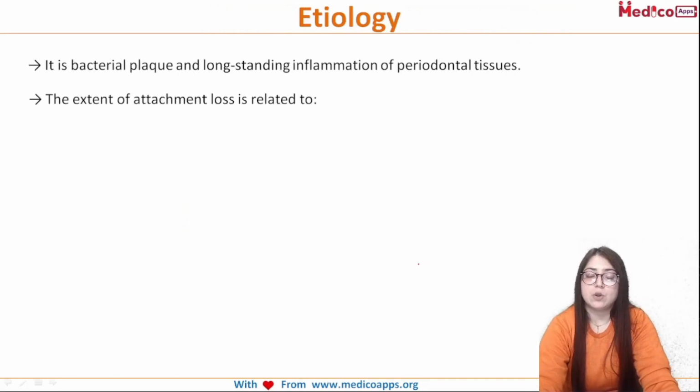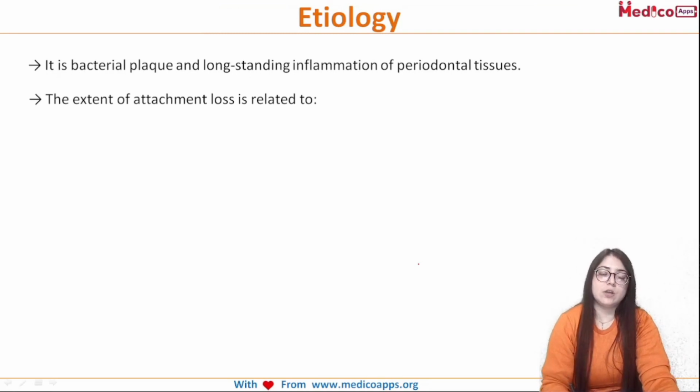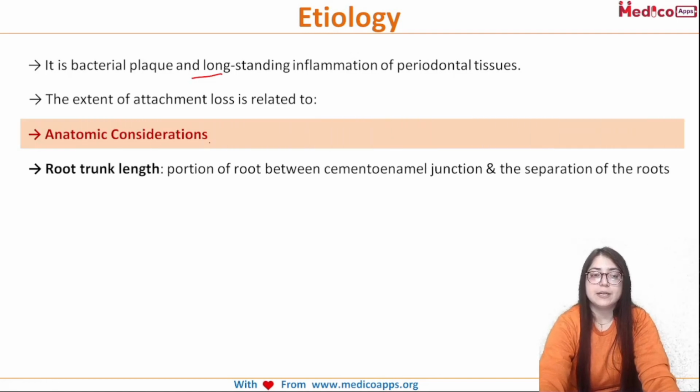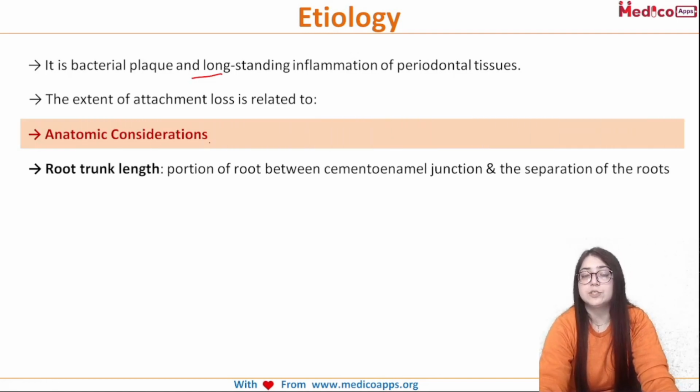Now, coming on to etiology. There are multiple etiological factors which are responsible for this furcation involvement. Let's see all these etiological factors. So it is bacterial plaque with long-standing inflammation of the periodontal tissue. The extent of attachment loss is related to anatomic considerations. Now, what are the anatomic considerations of the tooth which are responsible for this furcation involvement?